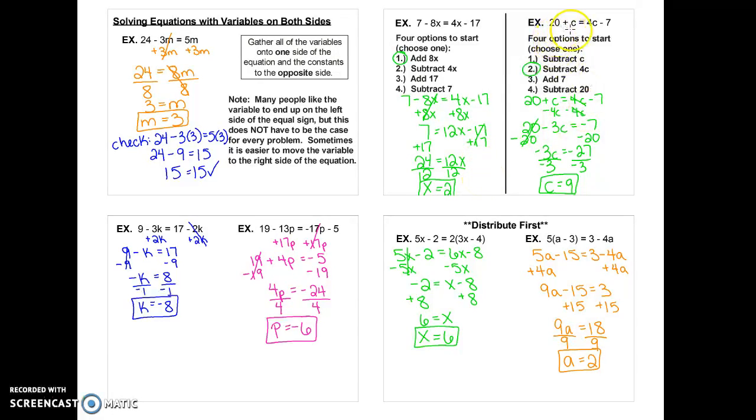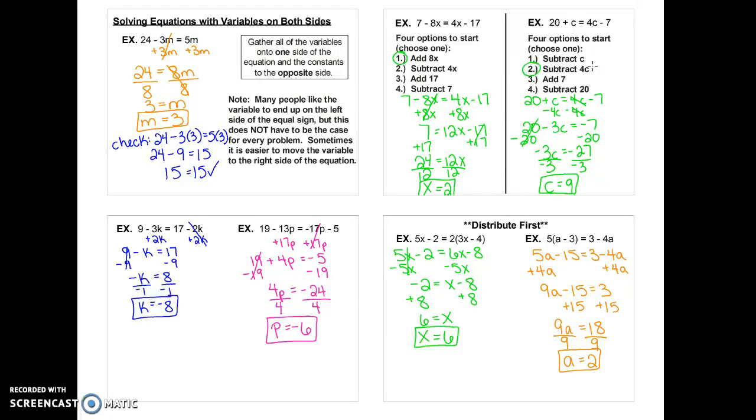Next example, 20 plus c equals 4c minus 7. Okay, so again, you need to decide what option is going to work best for you. You have 4. You could subtract the c. You could subtract the 4c. You could add this 7 to the other side, or you could subtract this 20 to the other side. Okay, we are going to choose to use option number 2 for these notes.